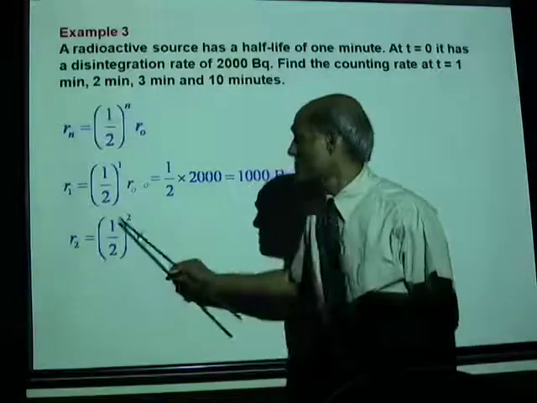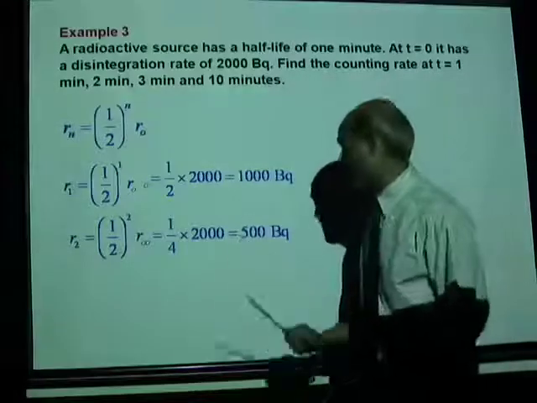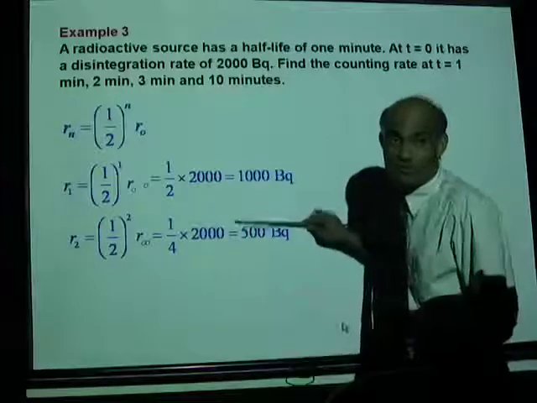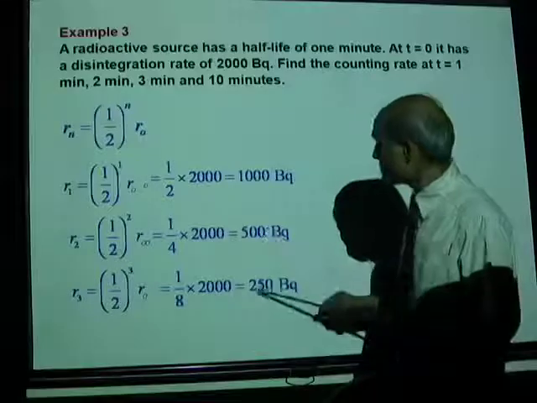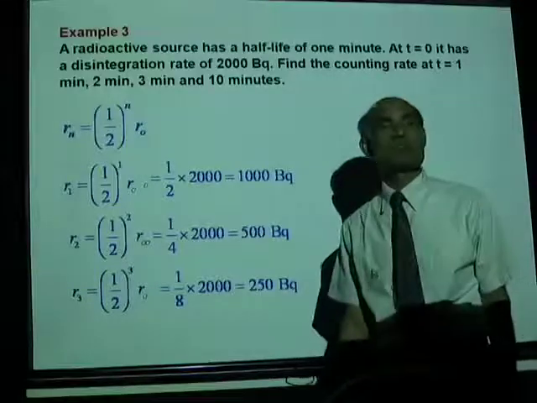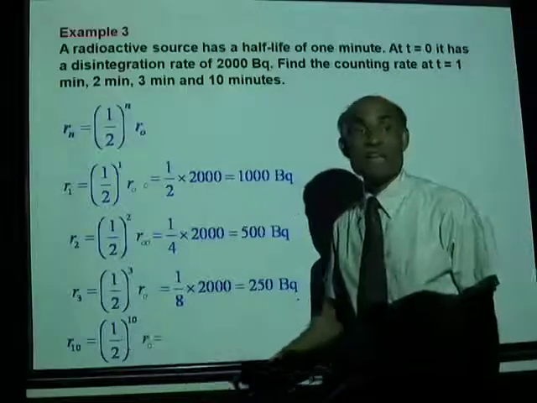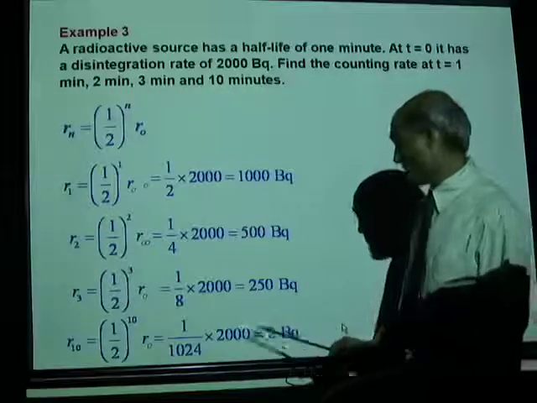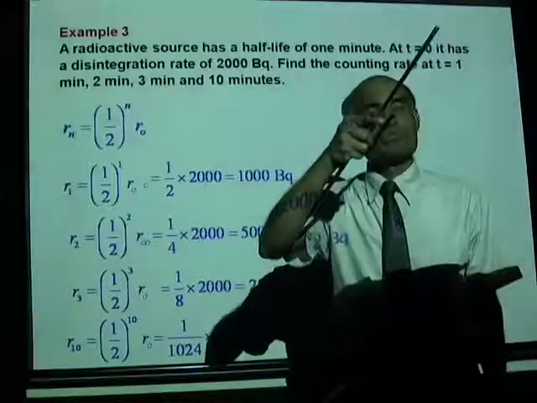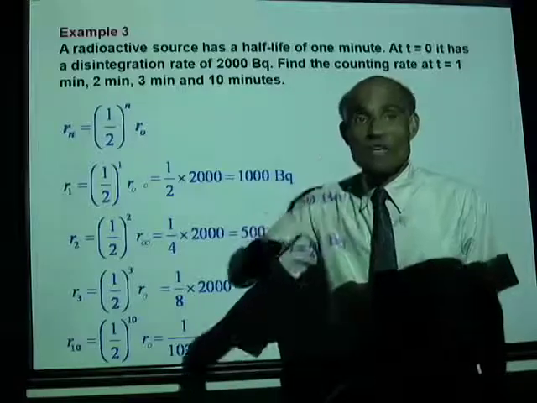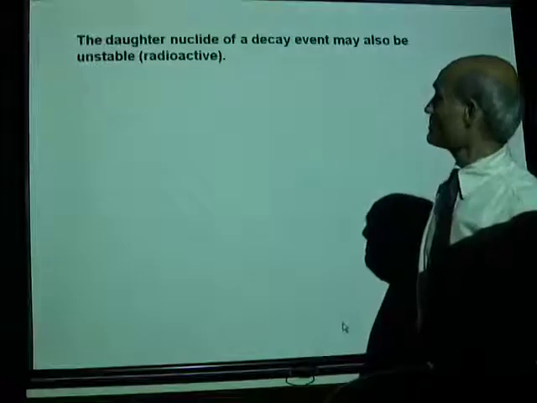After two half-lives, it will be 1/2 to the power of 2 times R0, that will be 500 becquerel. In fact, you can actually write the answers right from here. After 3 half-lives, the rate of disintegration will be 250 becquerel, and after 10 half-lives, it will be approximately 2 becquerels. In other words, you can see how the rate of disintegration falls exponentially, exponential decay. All right.